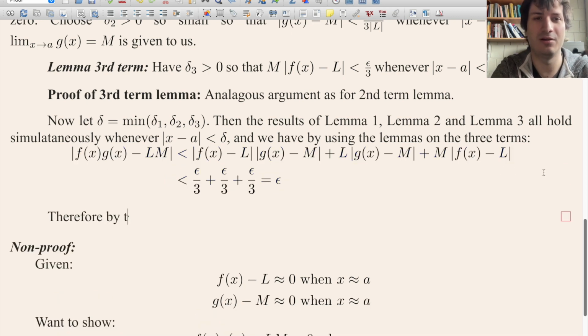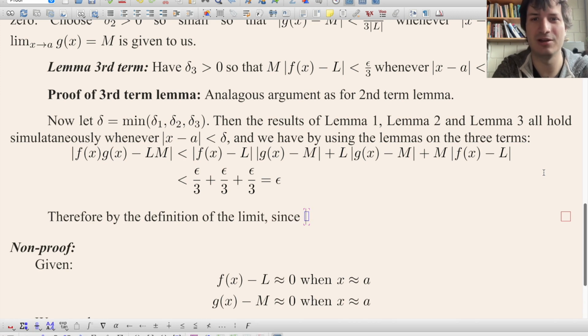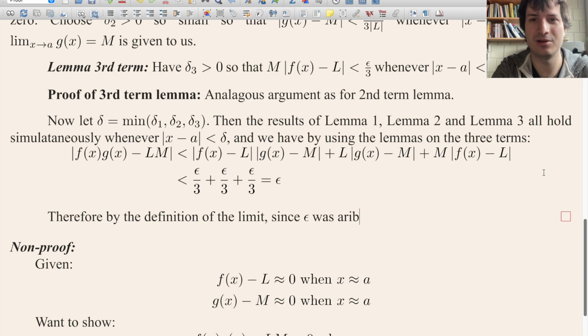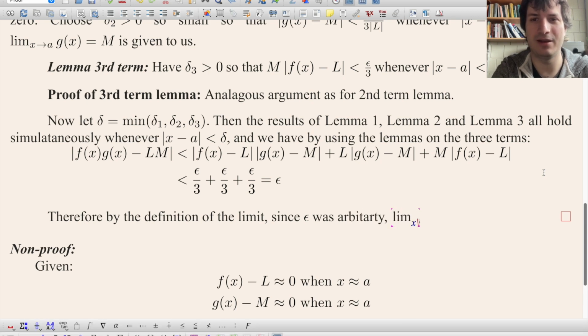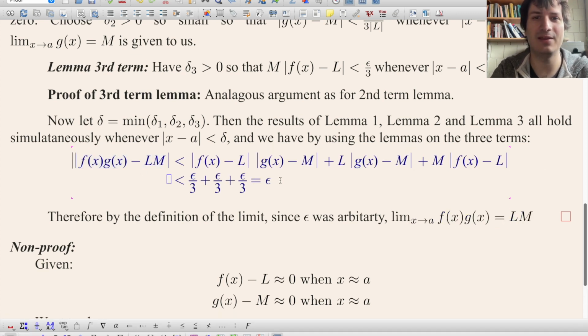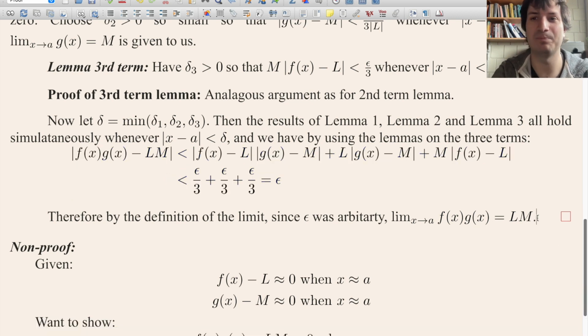Therefore, by the definition of the limit, and if you really want, you could remind people, since epsilon was arbitrary, the limit as x goes to a of f of x times g of x equals L times m. So this difference, we make it less than epsilon, and we can do that for any epsilon. That's why the limit is L times m. And okay, that is the whole proof.